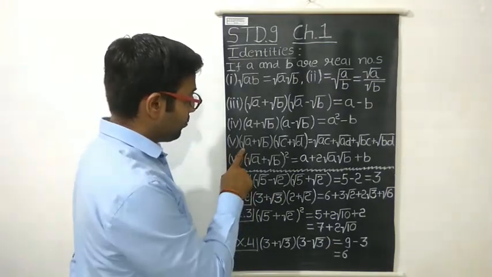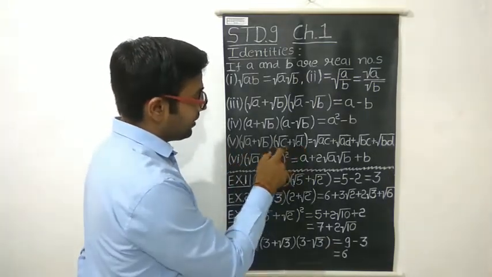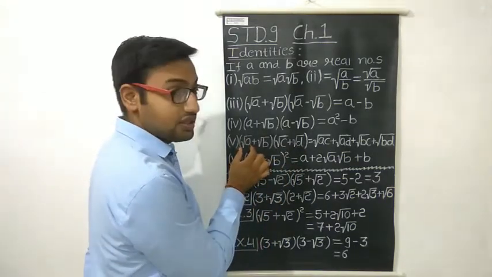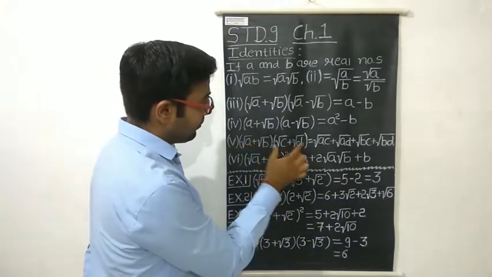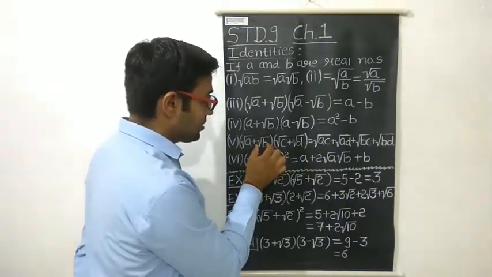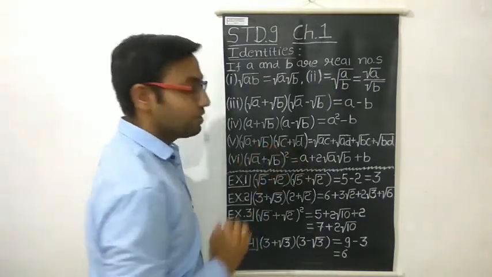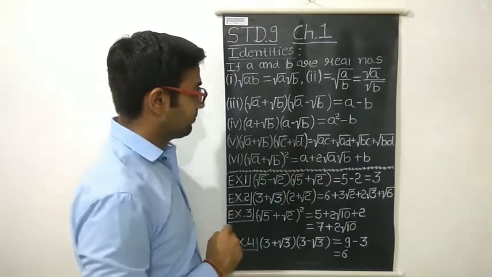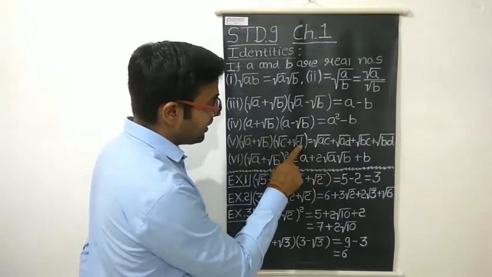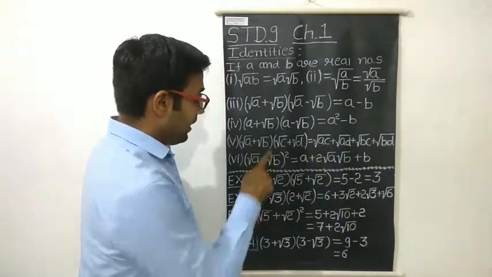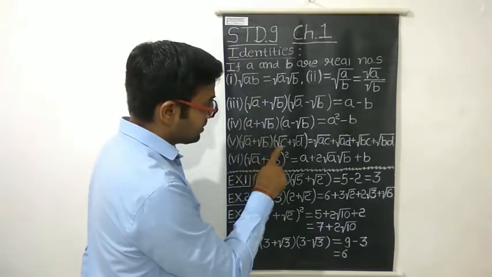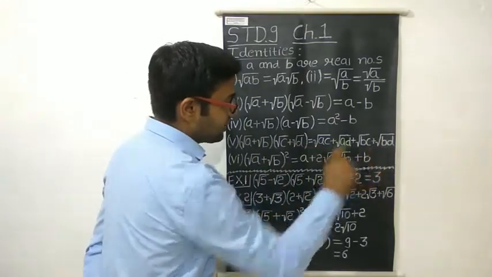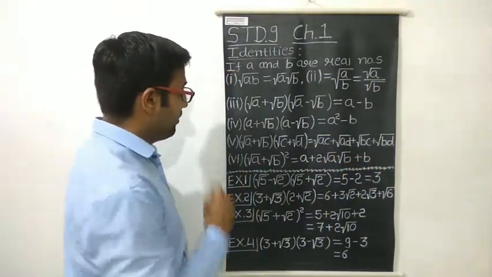Fifth identity: under root a plus under root b, in the second bracket under root c plus under root d. Then what do we have to do? We have to first consider under root a and multiply it with both these terms. Then we consider root b and multiply it with both these terms. So if root a is multiplied by root c, we get under root ac. Now under root a into under root d gives us under root ad. Now under root b multiplied with c gives under root bc, and under root b into under root d gives us under root bd. This is the fifth identity.